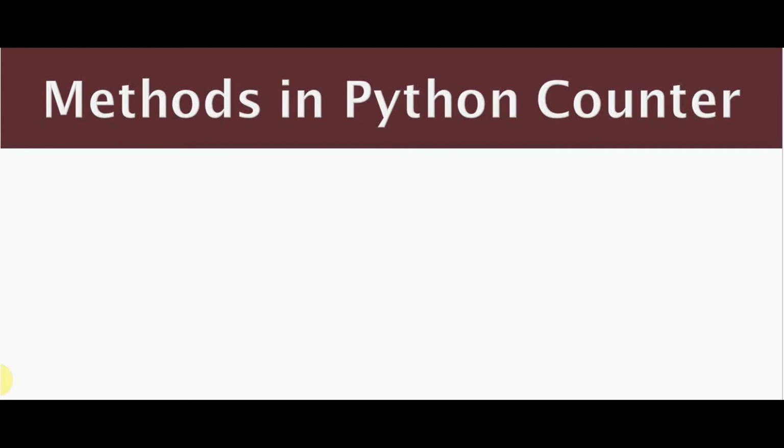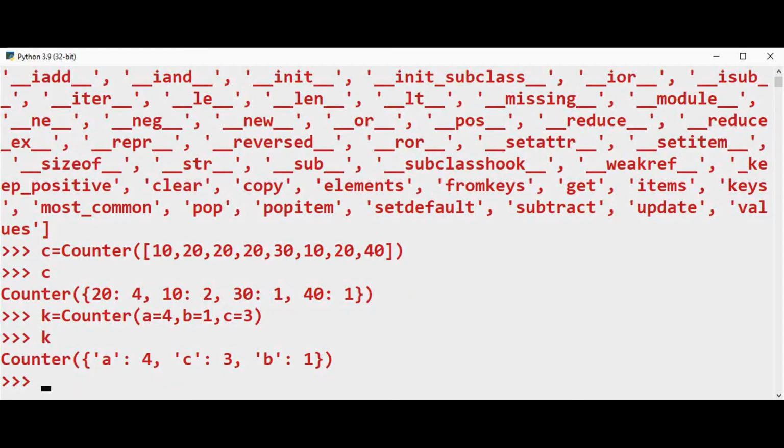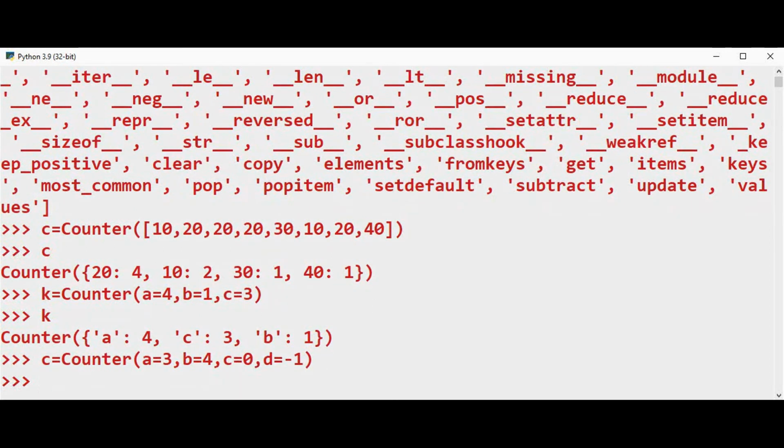We have seen the methods available in Python Counter using dir. Now we are going to see 4 most commonly used methods in Python Counter. The first method is elements method. This will return all the elements with the count greater than 0. So elements with 0 or minus count will not be returned by this elements method. So let's take another example for keyword argument. Counter a is equal to 3, b is equal to 4, c 0 and d is equal to minus 1. Okay, want the elements, right? So c equal to c dot elements.